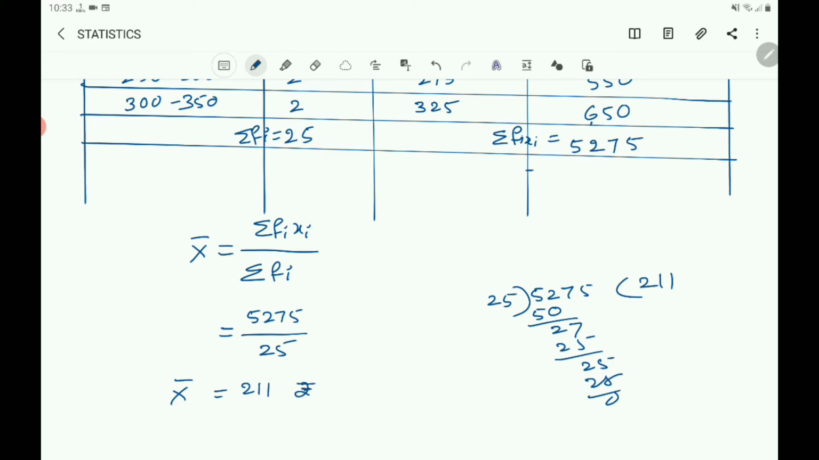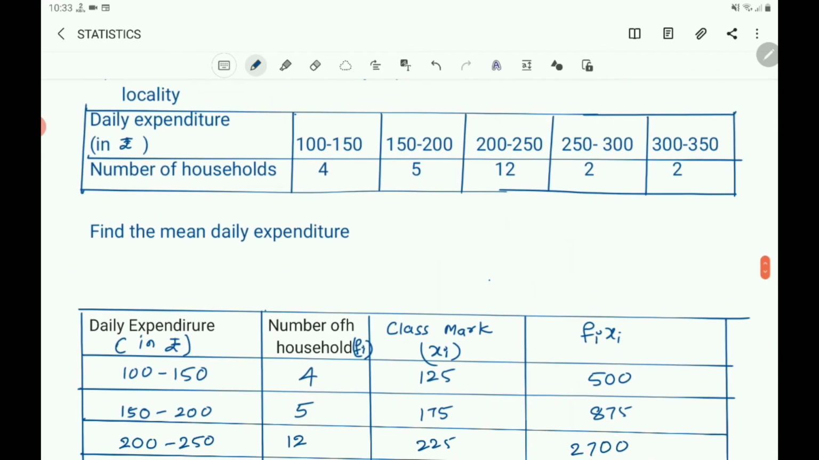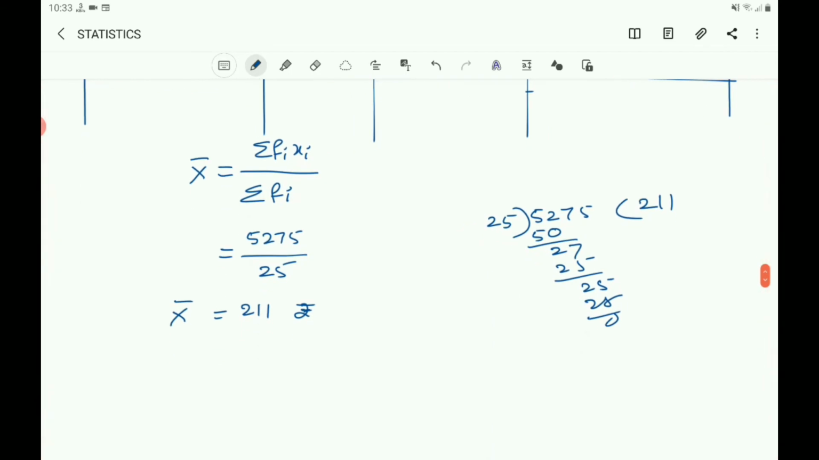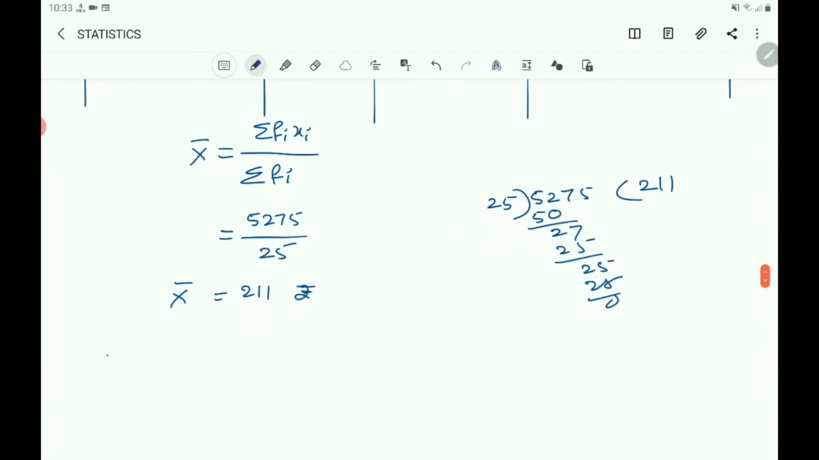So what is the mean daily expenditure? That is rupees 211. Therefore, mean daily expenditure is 211 rupees. That is the mean you got by the direct method.